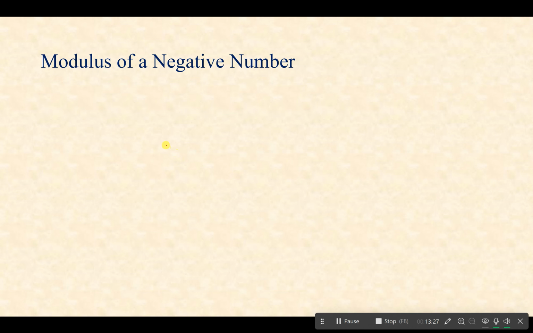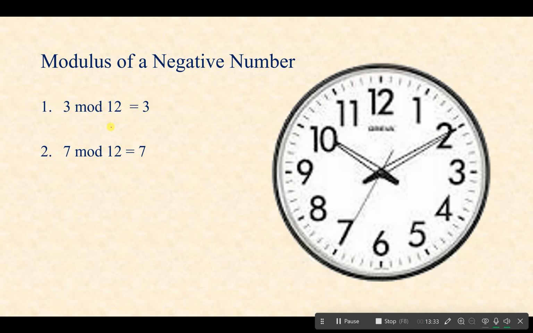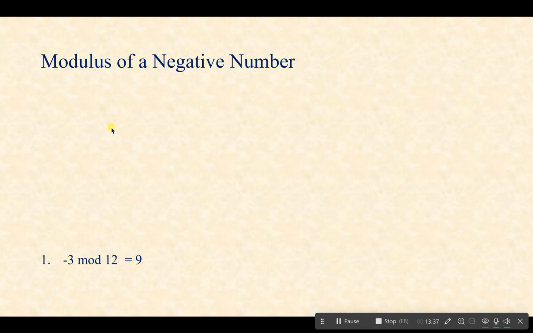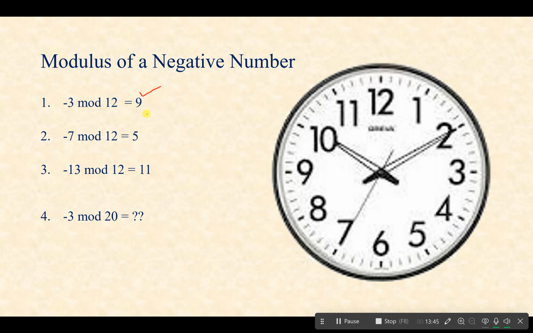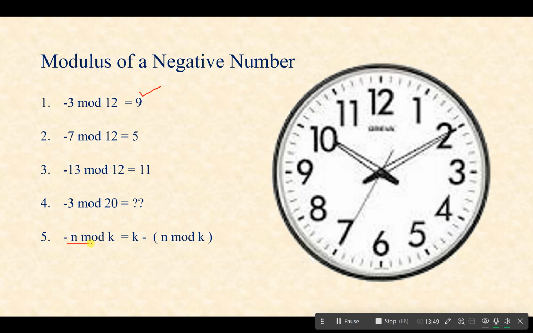Now we'll see what is the modulus of a negative integer. See, 3 mod 12 is 3, 7 mod 12 is 7, 13 mod 12 is 1. Now what is minus 3 mod 12? See, minus 3 mod 12 is 9. So in order to find the modulus of a negative number, we have a small formula here. See here, minus n mod k is equal to k minus n mod k.